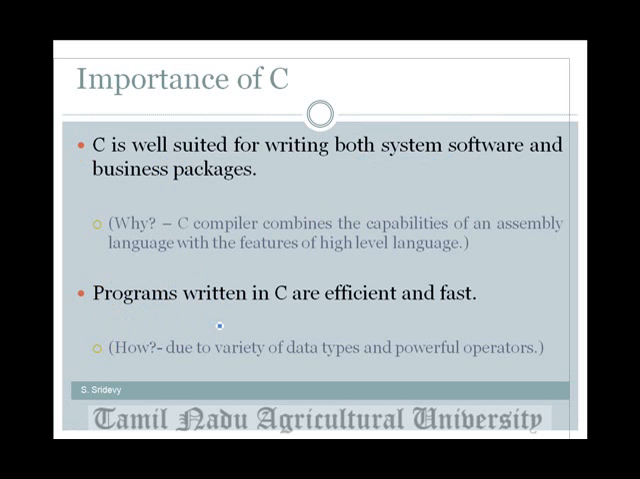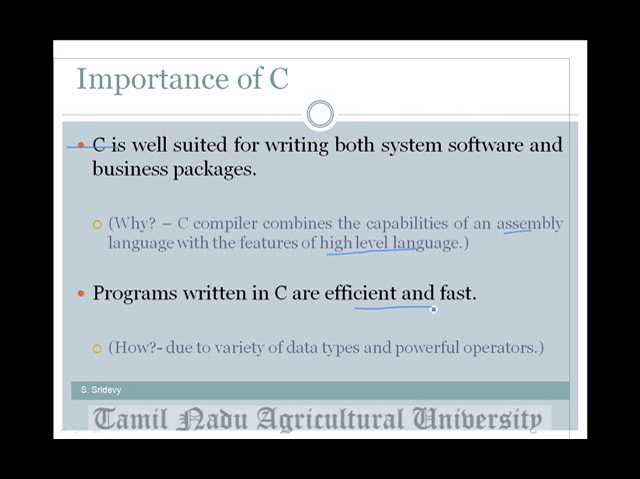Let us explore the importance of C. Why so much importance is given to the language C? The first thing is, C is well suited for writing both system software and business packages. Why? It's because the C compiler combines the capabilities of an assembly language with the features of a high-level language. You know the examples of high-level languages, isn't it? I'll give a few examples of high-level languages: Java, Fortran, COBOL, Pascal, Basic, etc.